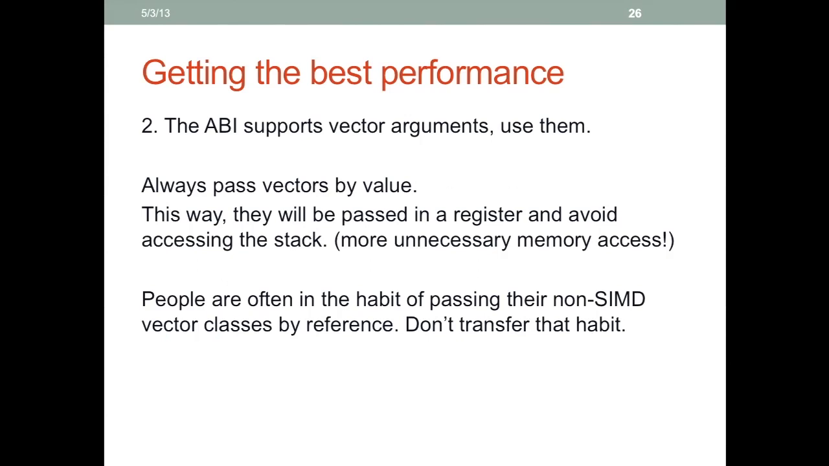Second important point, the ABI supports vector arguments when passing vectors to and from functions. Do use them. They'll be passed in registers. This will avoid stack access, thus more memory access. What I see all the time is that people are often in the habit of passing their non-SIMD vector classes, structures, whatever, and everyone has one of these, always by ref. And through force of habit, they translate this to SIMD, and that's the biggest mistake.